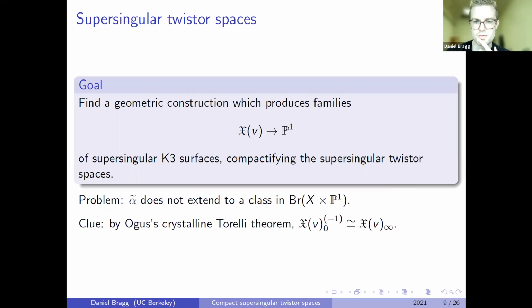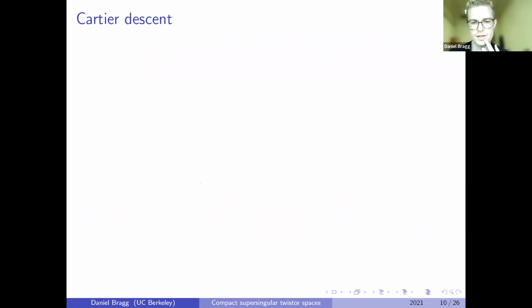Okay, so here's one clue that I found intriguing. You can actually compute from the general theory what the variety at infinity has to be, and it turns out it's the inverse Frobenius twist of the surface over 0. I found that intriguing, but anyway.